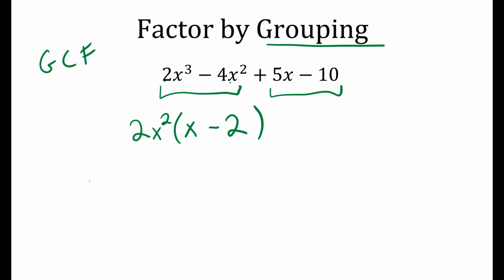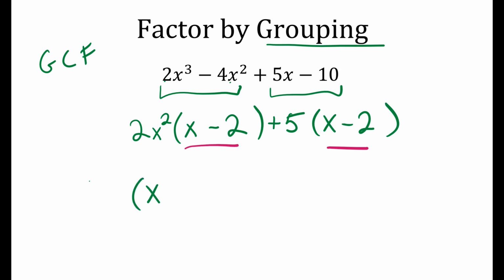So that if I distributed that 2x squared, I would end up back with the 2x cubed and the minus 4x squared. The 5x and the 10 don't have any variables with them, but they're both divisible by 5, so I could pull out a 5 from both of them to leave myself with x minus 2. So the thing you need to notice with factor by grouping is that the term in the parentheses should always be the same, so that I could factor out the GCF here of x minus 2, because both the 2x squared and the 5 have that in common.